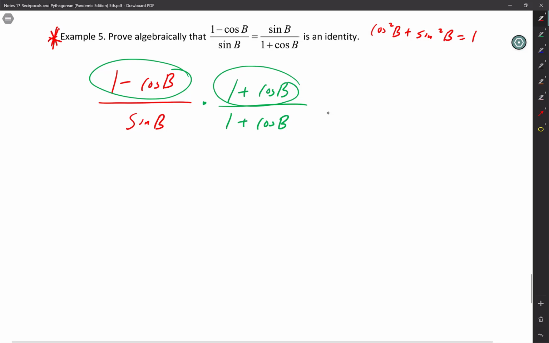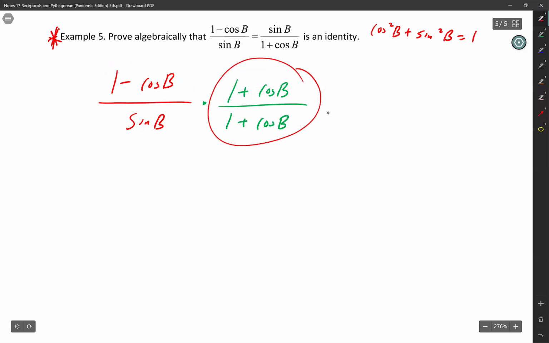So check it out. Here's what you're going to have. And by the way, before I continue, because I don't want you guys to become robots, this in green is just a 1. Look, guys, 1 plus cosine B over 1 plus cosine B. That is just a 1. Anything times 1 is itself. You're not changing anything because you're just multiplying by 1. Does that make sense, guys? Okay. Now check it out.